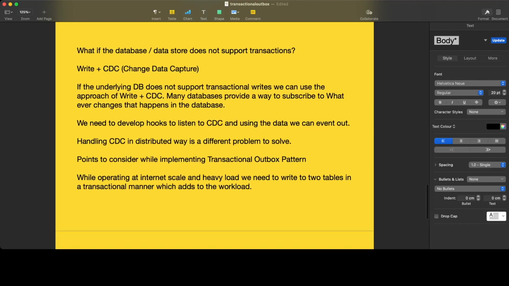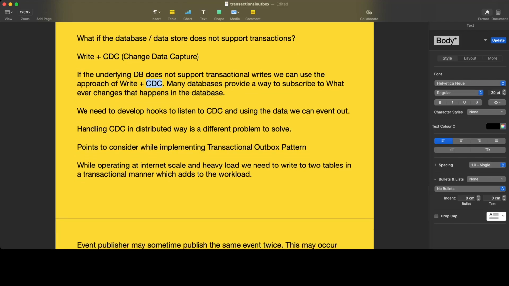If the underlying DB doesn't support a transactional write, we can use an approach of write plus CDC. As I already said, many databases support CDC. Couchbase supports CDC, MongoDB supports CDC, and MongoDB replication happens via CDC, from what I have read. You can find out if my understanding is wrong. Cassandra also supports it, and Postgres supports CDC. So we can tweak our code to listen to the CDC offered by them, and then push the data to the eventing system.